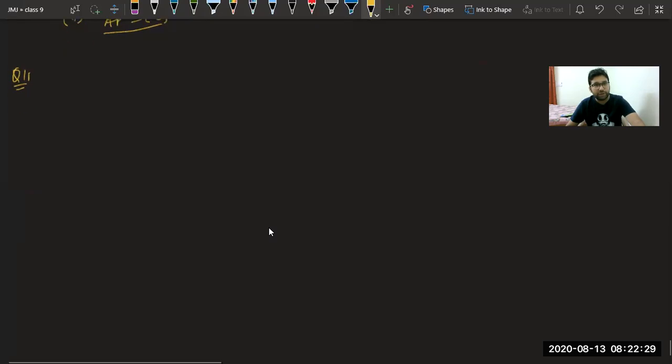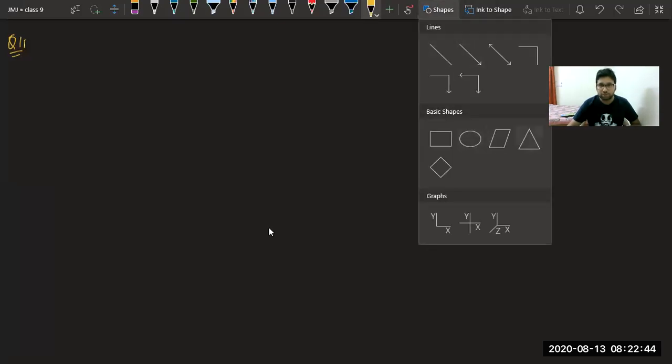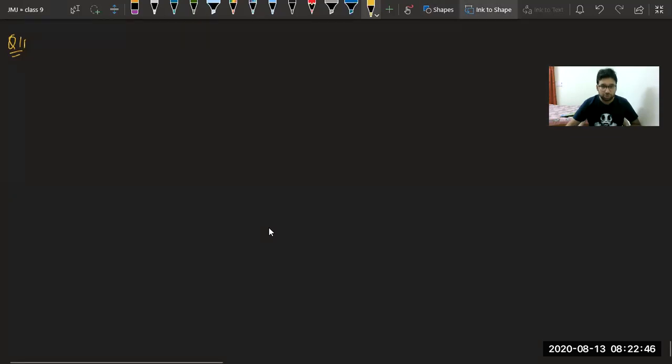This question is quite interesting. If you have a little bit of observation power, you can do it easily. Let me draw the diagram. In this, we have two triangles. Let me draw like this. One second, let me take the shape only. Triangle ABC like this, and then we have a second triangle like this.